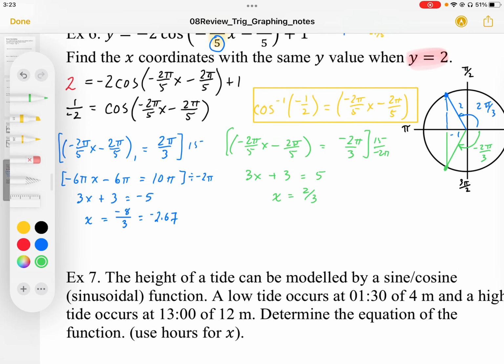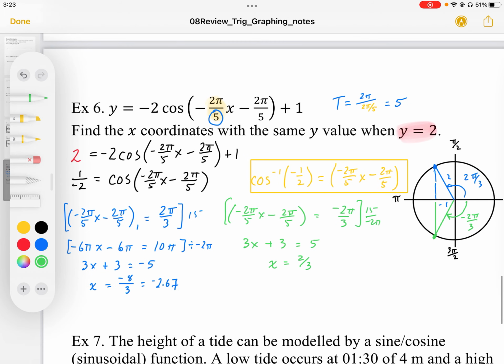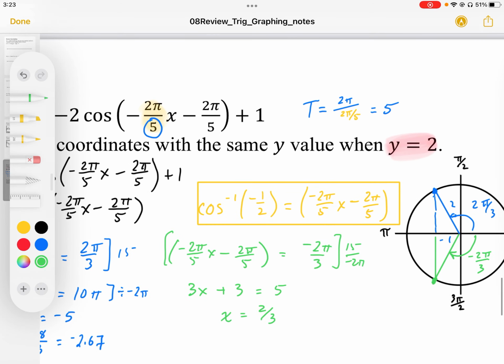The last thing we're going to look for is our repetitions. Our repetitions are going to be based on our period. There are two ways to work out the period. If you recognize that this is already in the period form, the denominator 5 represents the period. If not, we can use our formula and divide by the b value of 2 pi over 5. In either case, our period works out to be exactly 5 units.